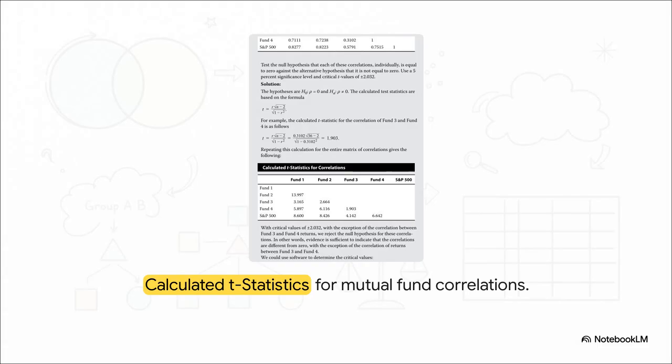By calculating these t-statistics across a matrix of mutual funds, we can rigorously prove which fund returns are significantly correlated. For instance, against a critical value of plus or minus 2.032, most funds in a typical matrix might show significant correlations. But if we find a relationship, let's say between Fund 3 and Fund 4, where their calculated t-statistic is only 1.903, well, it falls short. It fails the test. We simply cannot confidently say those two funds are correlated.